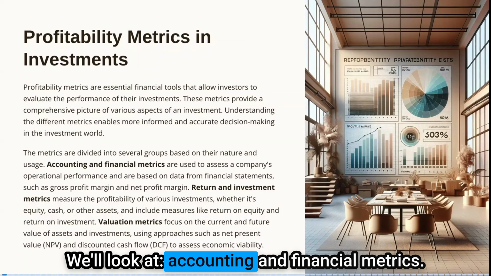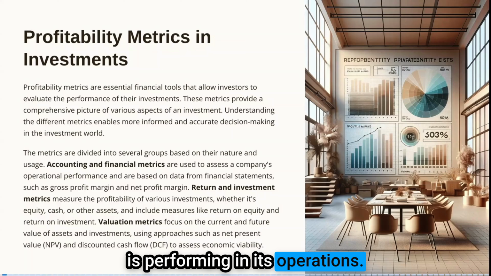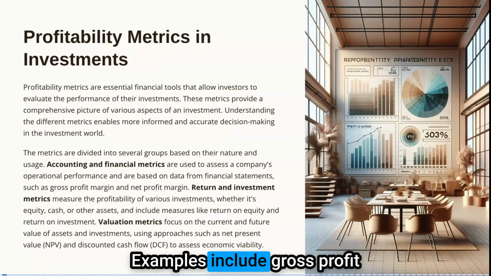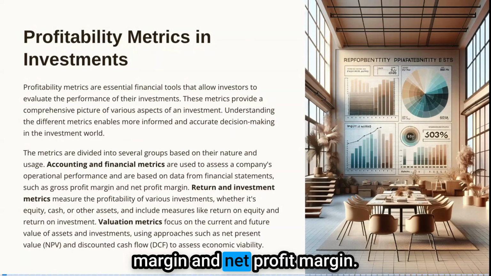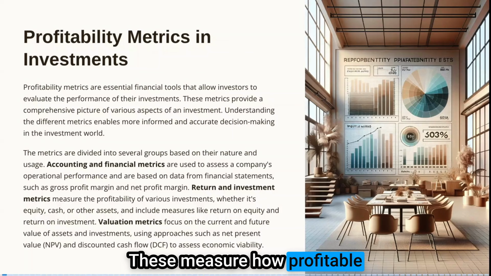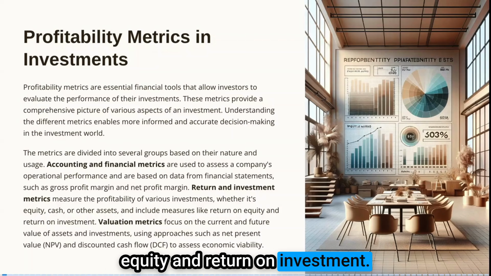We'll look at accounting and financial metrics. These help us see how well a company is performing in its operations. We get this information from financial statements. Examples include gross profit margin and net profit margin. Return metrics. These measure how profitable different investments are. This includes metrics like return on equity and return on investment.